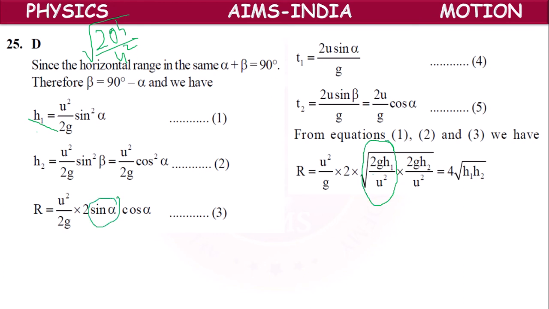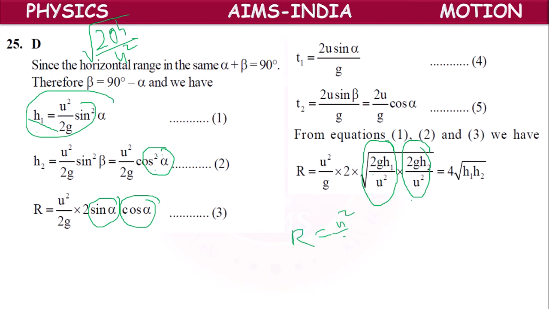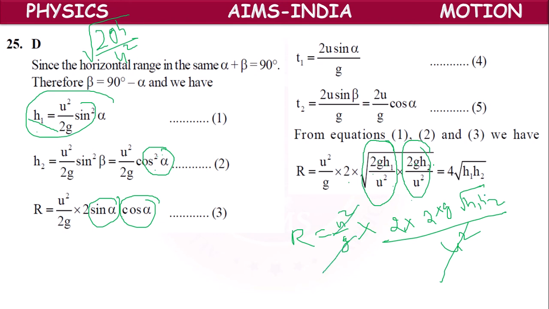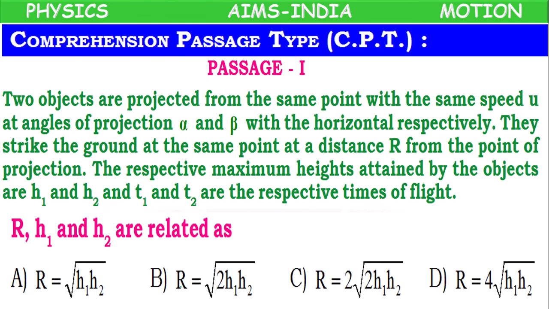In the place of sin alpha, from the first equation, we can write this. And in the place of cos alpha, from the second equation, we can write root of 2gH2 by u square. So R equal to u square by g into 2 into root 2 into root 2, so 2 comes out, g into g, one g comes out. H1 into H2 remain in the root, by u square into u square, one u square comes out. So u square cancels, g cancels, 2 into 2 is 4. So R equal to 4 root of H1 H2. The fourth option is the correct one.